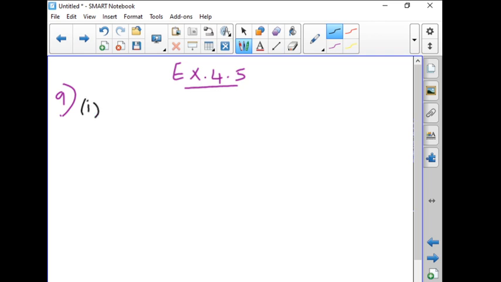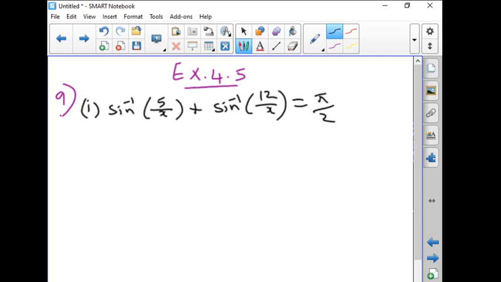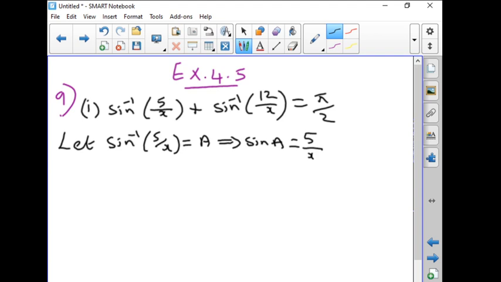So, ninth question, first subdivision. Sine inverse of 5 by x plus sine inverse of 12 by x is equal to pi by 2. Here we'll take, let sine inverse of 5 by x is equal to A. From this we get sin A is equal to 5 by x. So, what is cos A?